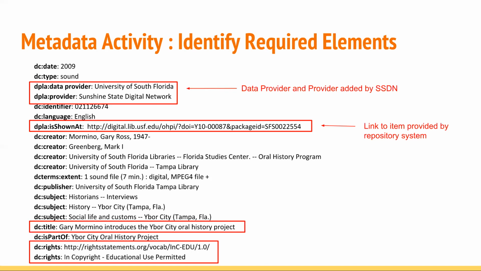All right, I think we got them all. So the only elements here that are required by SSDN are the data provider, provider shown at title, and oh, we missed the rights statement. So that's important to remember. The data provider and provider are added by SSDN during the harvesting process. A link to the item is provided by the repository system. So the only elements that the institution is required to create are title and rights. Of course, many of these other elements are very valuable and make this a stronger metadata record. Type, subject, language, and creator are all recommended elements by SSDN. So it's great that those are included in this particular example.